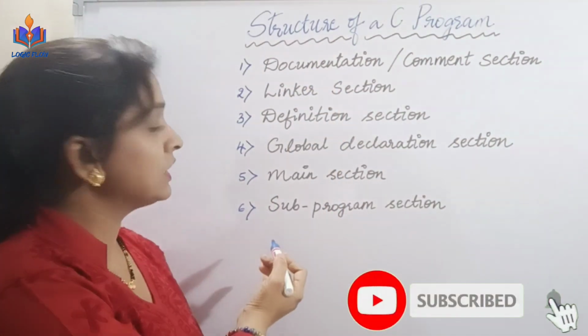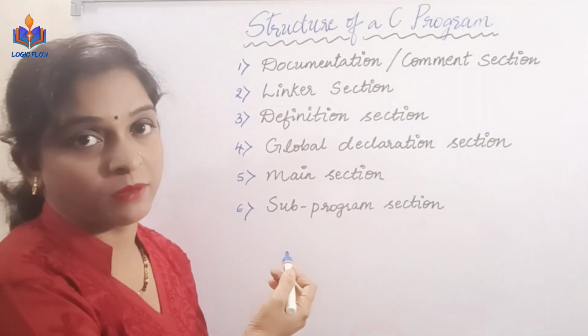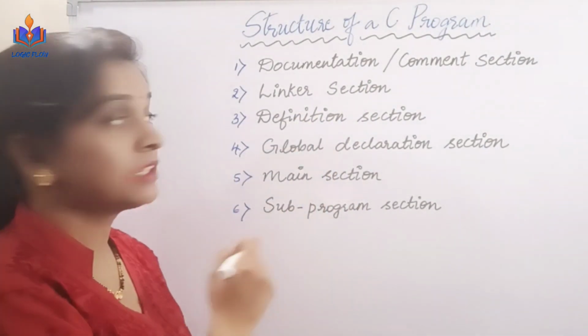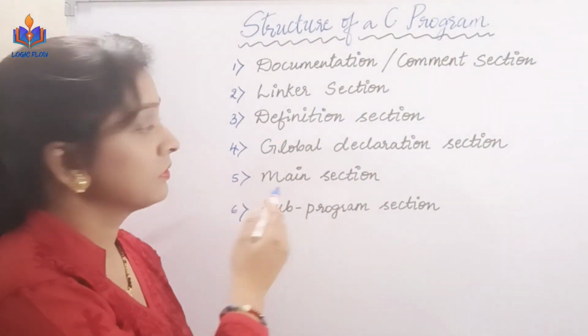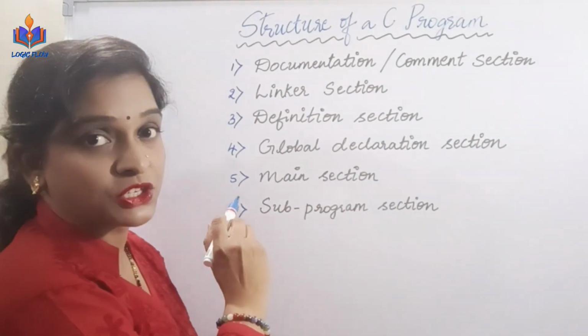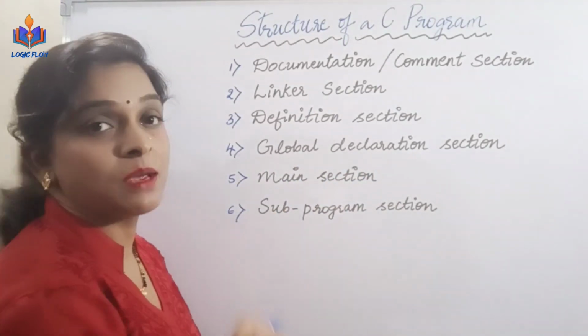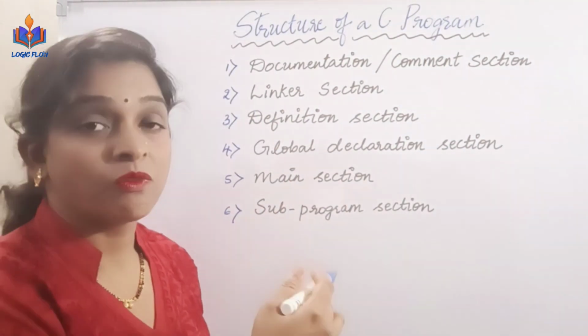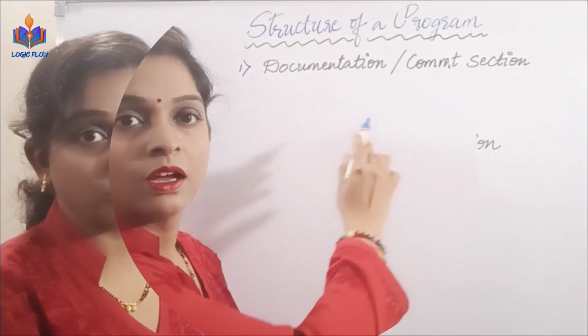We have a total of 6 sections in the program: documentation or comment section, linker section, definition section, global declaration section, main section and subprogram section. Let us talk about all these sections one by one in detail now.